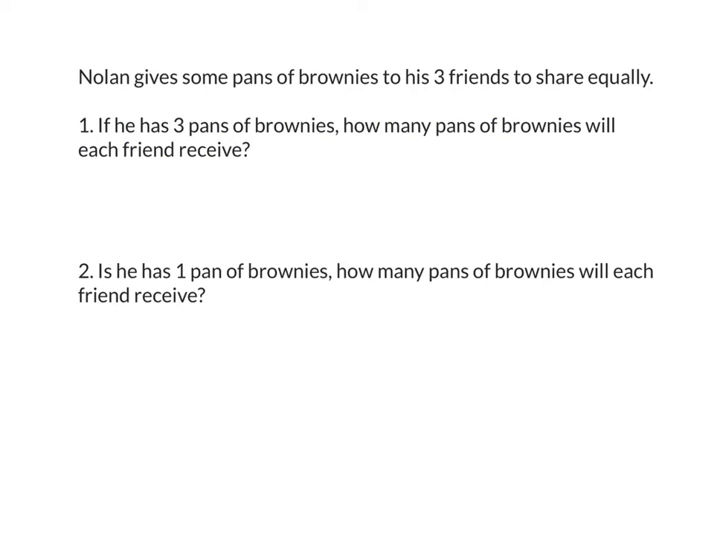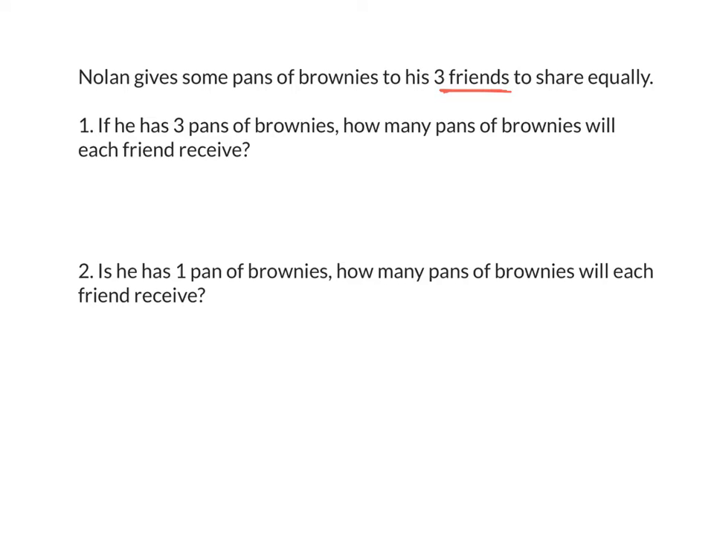Today we're going to be thinking about Nolan and how he wants to share brownies with his friends. Okay, so Nolan gives some brownies to his 3 friends to share equally. So Nolan's not selfish. He's not going to eat any of the brownies himself. He's just going to share it with 3 friends.